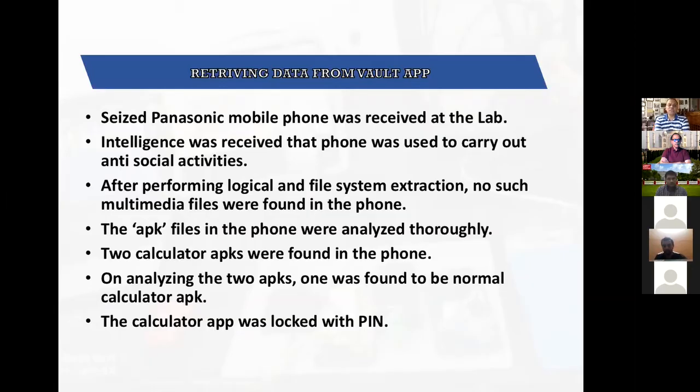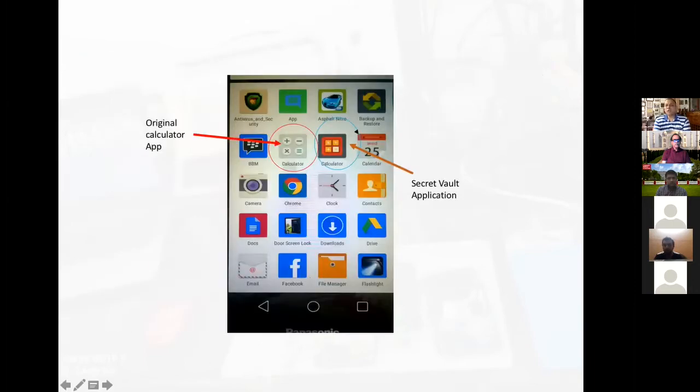But after doing the logical and file system extraction, those who are into forensics will understand these terms, we could not find any multimedia components in that particular phone. But once we analyzed the APK files, which are the executable files within the phone, we found that there were 2 calculator applications installed in the phone. They were visible also. After analyzing the 2 applications, one was normal, and the second one had some malicious intent. The second one was locked with a pin. It had a code, which looked something like this.